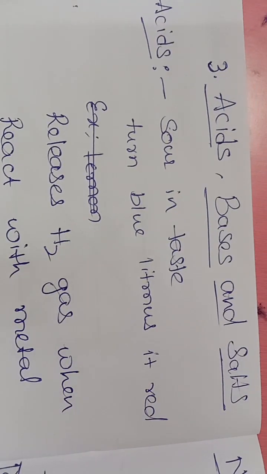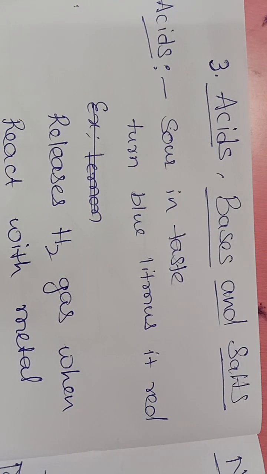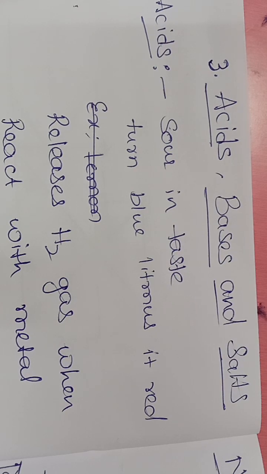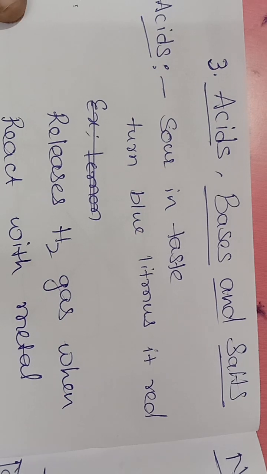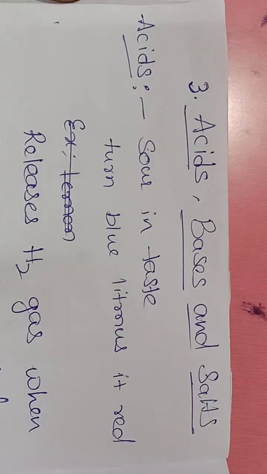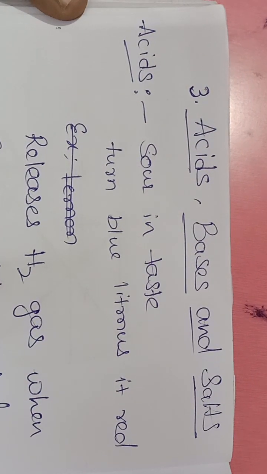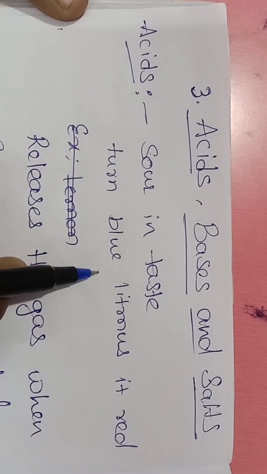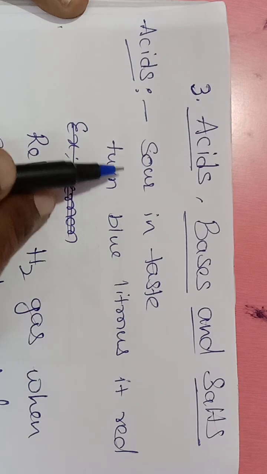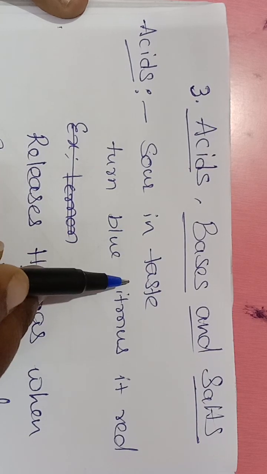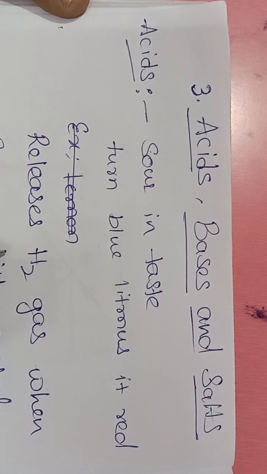Hello children, today we are going to discuss acids, bases and salts. Third lesson. So already we know a little bit about acids, right? What are acids? Acids turn blue litmus into red color, and they are sour in taste. This we learned in 7th class.